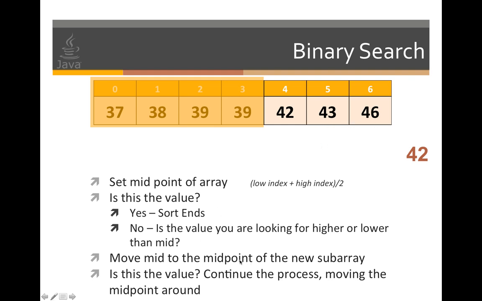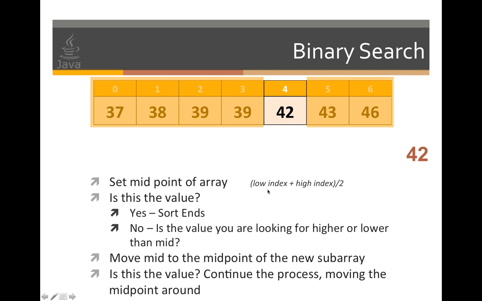We'll set the midpoint again. The low index is 4. The high index is 6. That's 10. Divided by 2 is 5. So the midpoint is now 5. Is this the value we're looking for? Is 43 42? No, it's not. The value we're looking for is to the left of this, so we're going to ignore everything on the right.